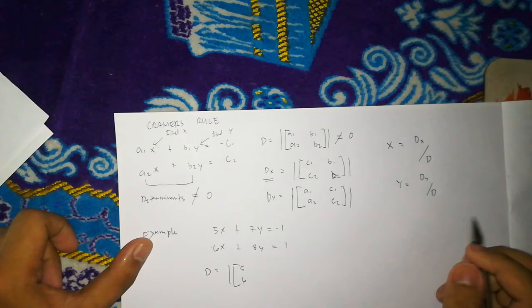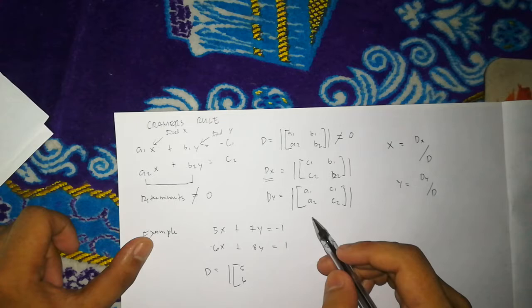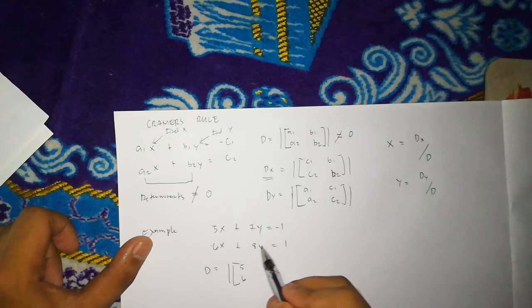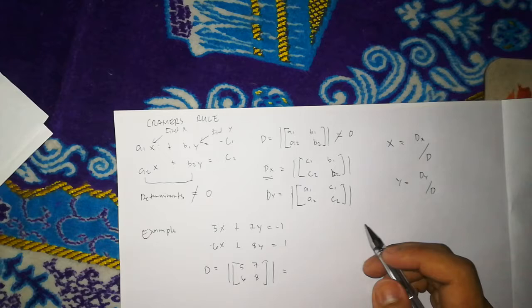And what is the formula for finding y? The next step is to locate the b, because the formula says it's b. Okay, so the b is 7 and 8. So, ito muna ang formula, for determinants muna ang hahanapin.